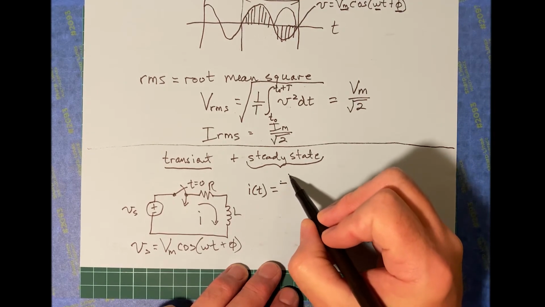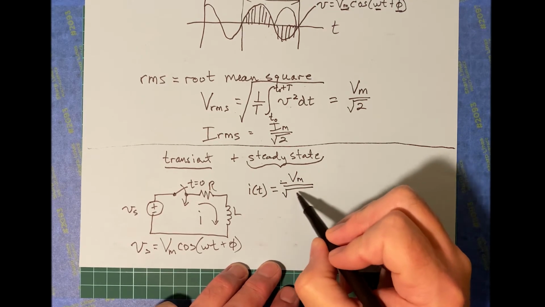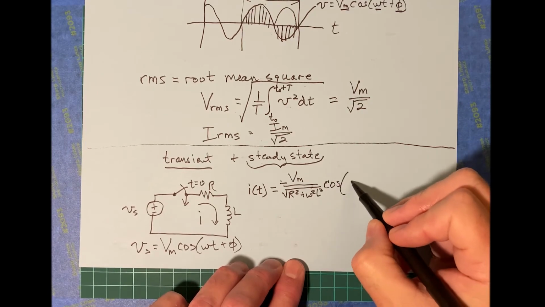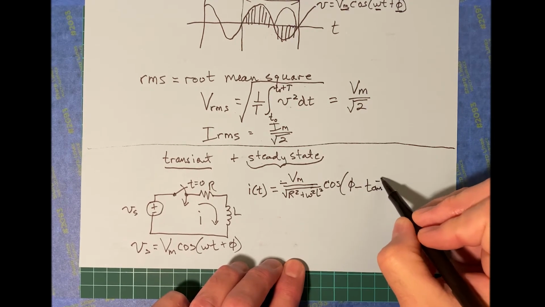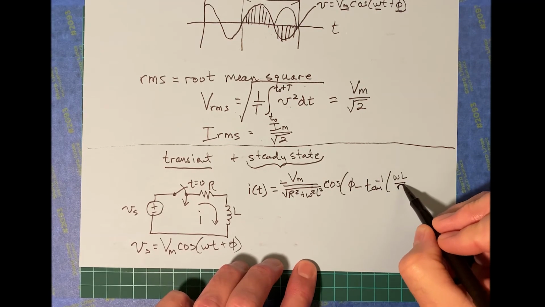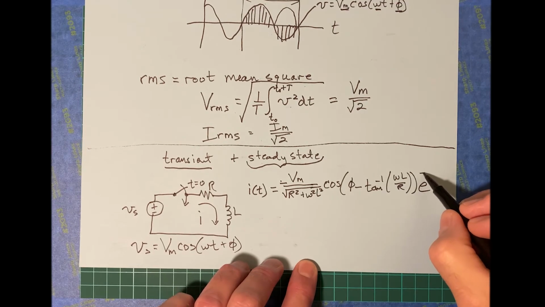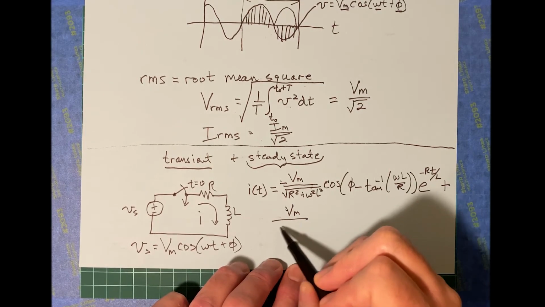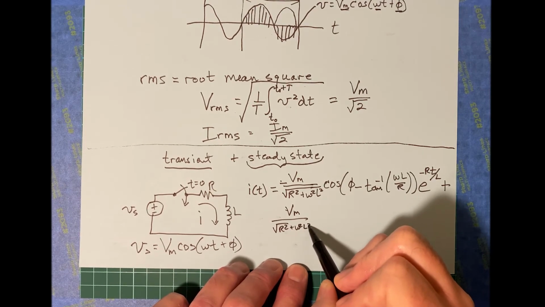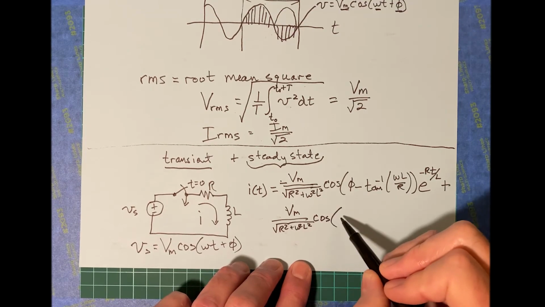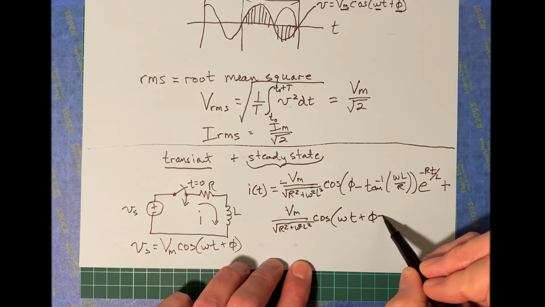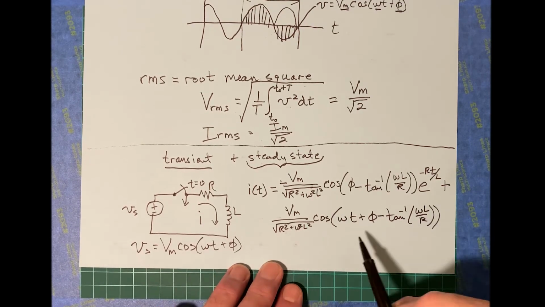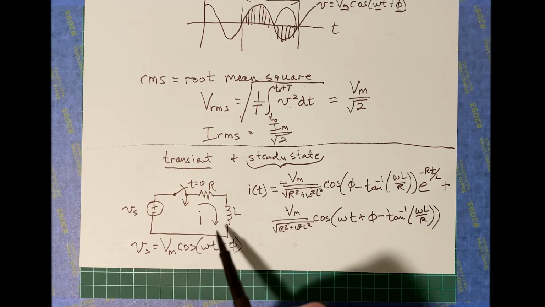I as a function of time is minus V sub M over the square root of R squared plus omega squared L squared times the cosine of phi minus the inverse tangent of omega L over R, multiplied by e to the negative Rt over L, plus V sub M over the square root of R squared plus omega squared L squared times the cosine of omega t plus phi minus the inverse tangent of omega L over R. Okay, that's what the whole solution looks like for the current here.